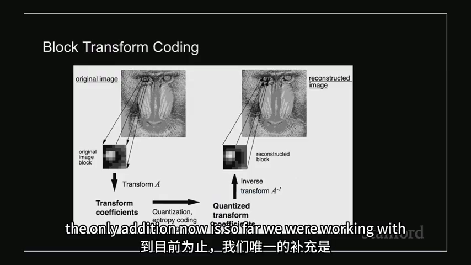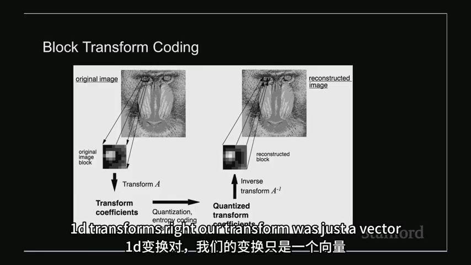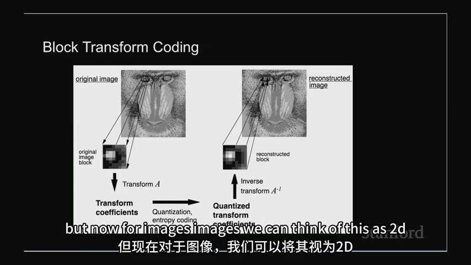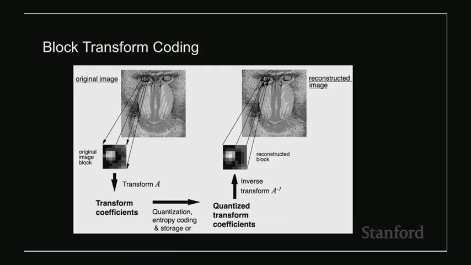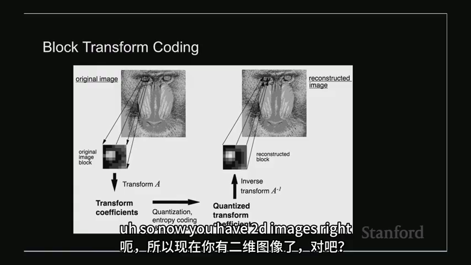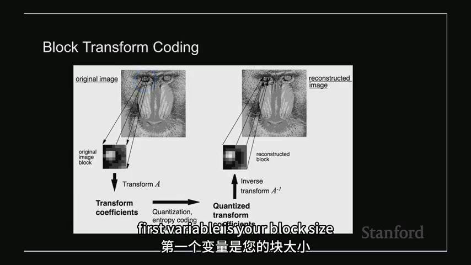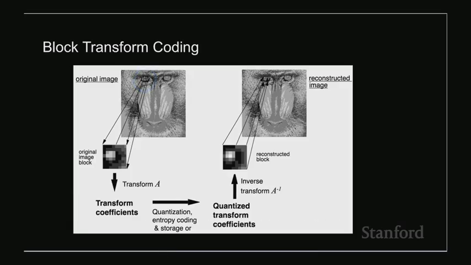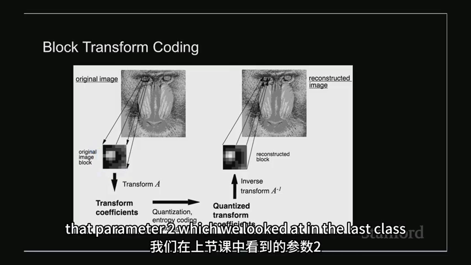The only addition now is, so far we were working with 1D transforms, right? A transform was just a vector. But now for images, we can think of this as 2D. Let's work with a grayscale image for now. So now you have 2D images. First variable is your block size. You figure out what's the B by B size block on which I'm going to run my transform. That's equivalent to, for example, parameter 2, which we looked at in the last class.